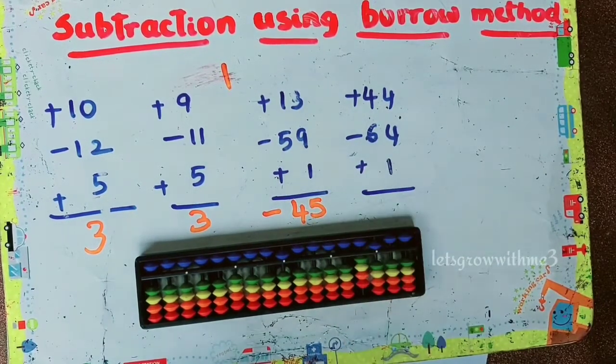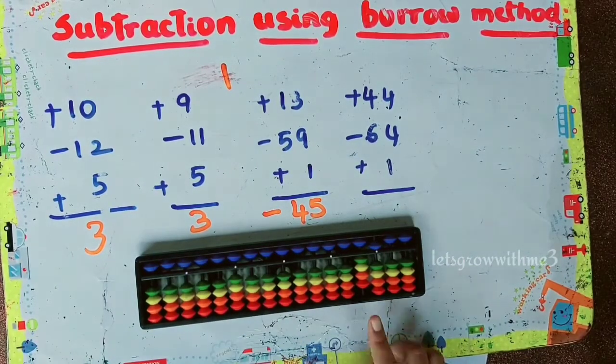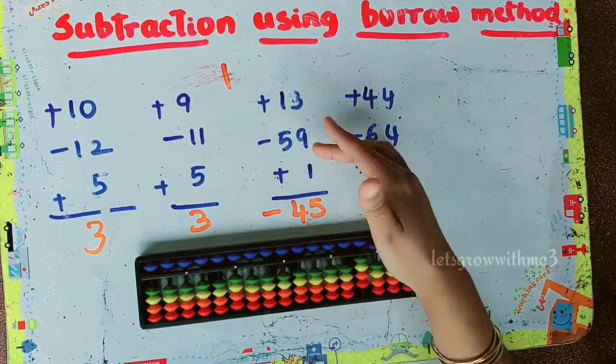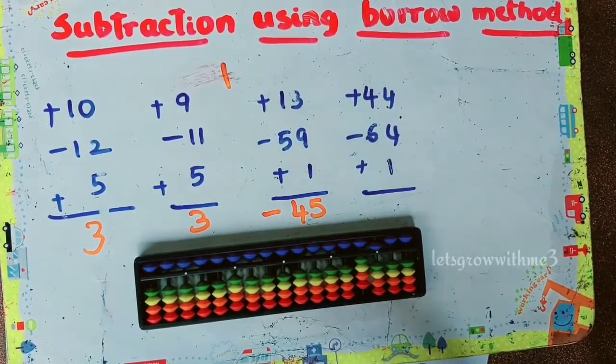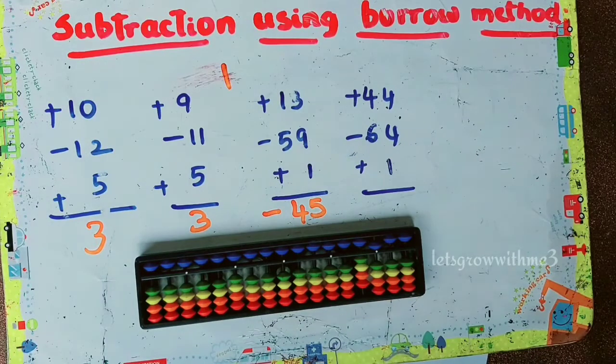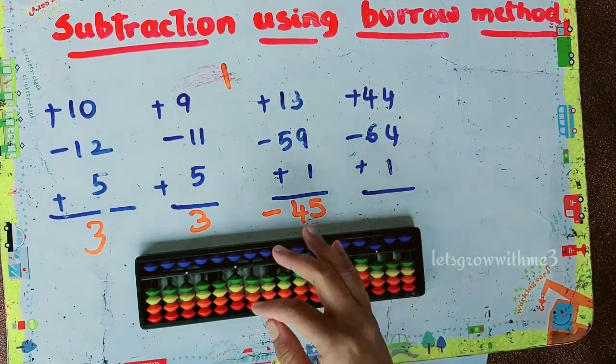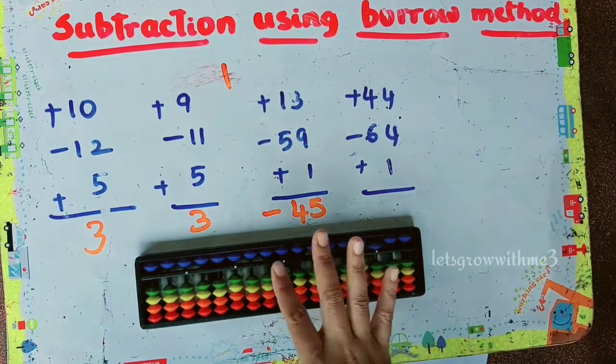If you do the generic method also, you will get the same answer, minus 45. So what we have done, we just need to find out the complement. How to find out the complement? Whatever the borrow we have taken and whatever the answer we got, we need to subtract the answer from the borrow bits, then we will get the actual answer, which is in the form of a negative number. Okay, let's solve the next question.